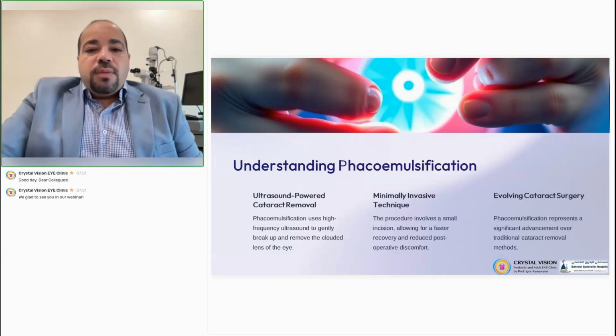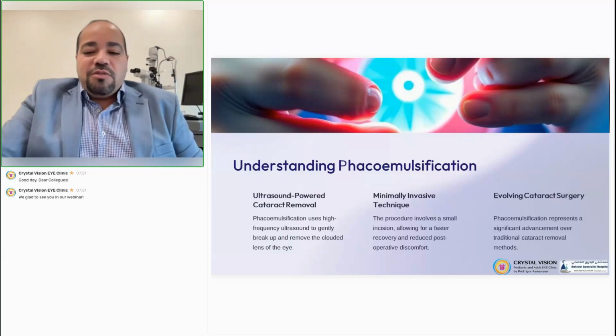Before we talk about anesthesia in cataract surgery, we know that phacoemulsification is the most recent technique for cataract surgeries because it uses ultrasound power to break up the lens. It also has a very small wound in the cornea. So this seems to be the long-used technique for cataract removal. Now we go to the next slide.